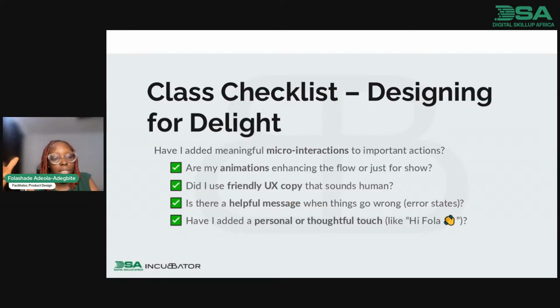The second checklist item is, did I use friendly UX copy that sounds human, not robotic? Is there a helpful message when things go wrong, that is, error states? For instance, we talked about it yesterday: maybe an email is wrong and you just say incorrect. What exactly is incorrect or wrong?